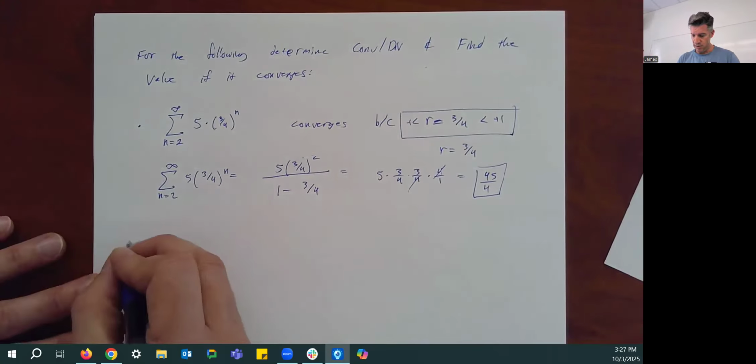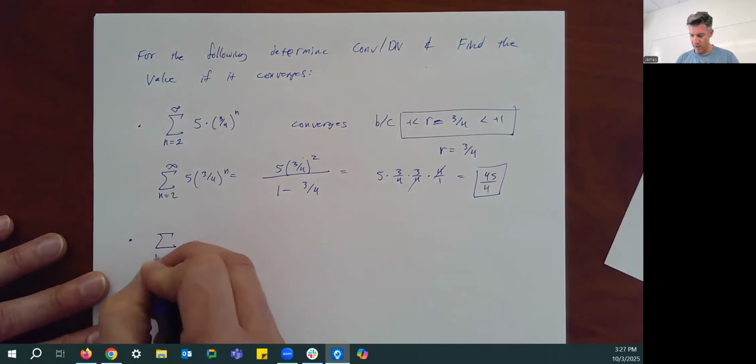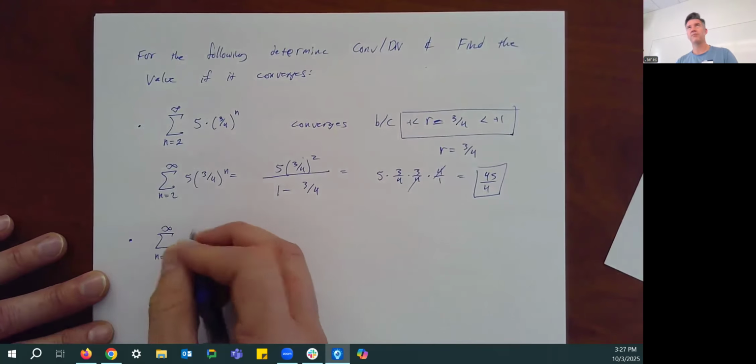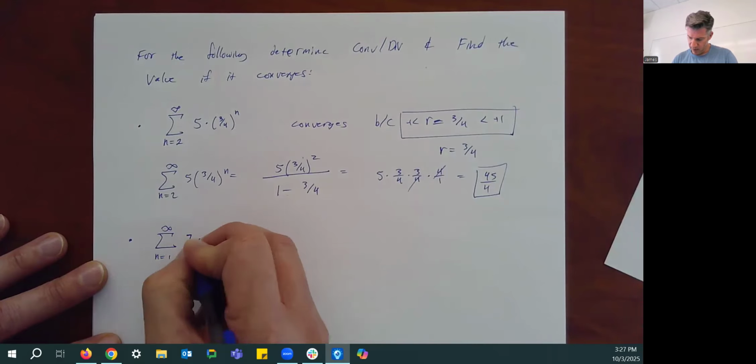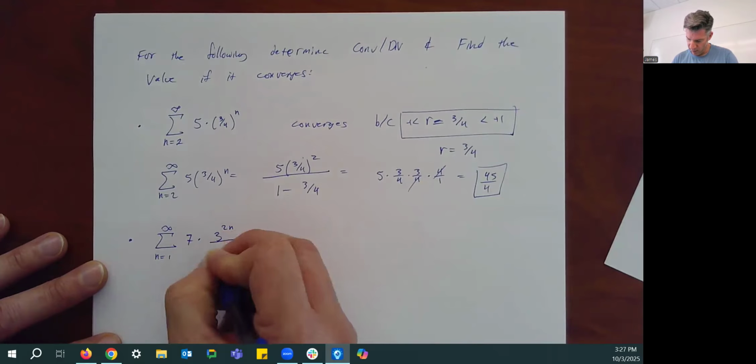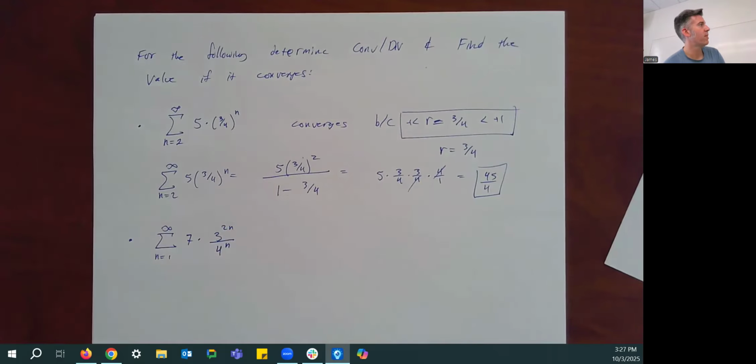On the other hand, if we were given something like the sum from n equals 1 to infinity of 7 times 3 to the 2n over 4 to the n. Well, first of all, I have somewhat hidden the fact that this is a geometric series. To be geometric, the sequence should be some constant multiplied by some value raised to the nth power. We can certainly re-express it this way.